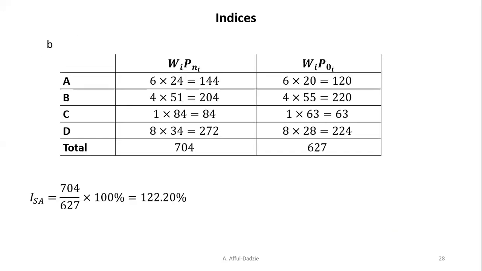So here, what we have done is we'll do WI times PNI, here we have this 704, then W representing the weights times the POI. So each of the base period prices times its respective weight. So we have 704 over 627 times 100%. And then you have this 122.20 for the weighted aggregated mean index.